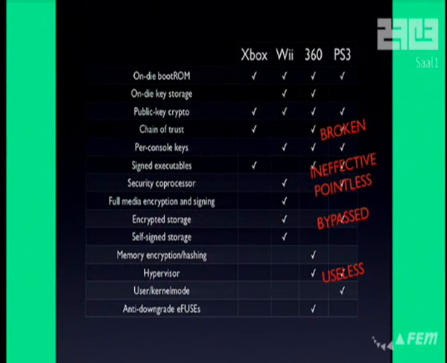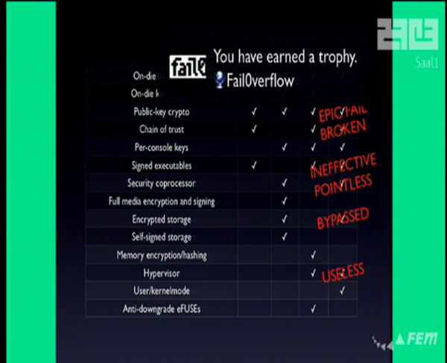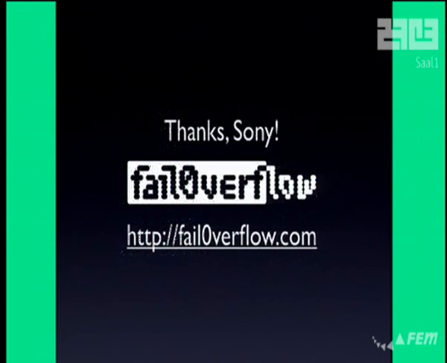So back to the table here, well, they botched the public key crypto, so that's a big fail. And we're left with user kernel mode and on-die boot ROM, which are not exactly high-tech security features. So, pretty much botched the entire thing. So, thanks, Sony.